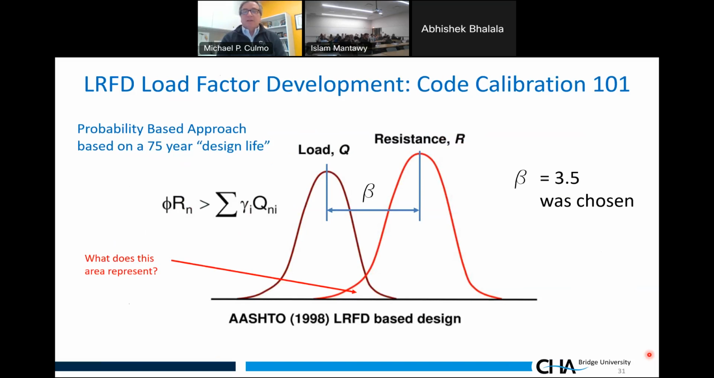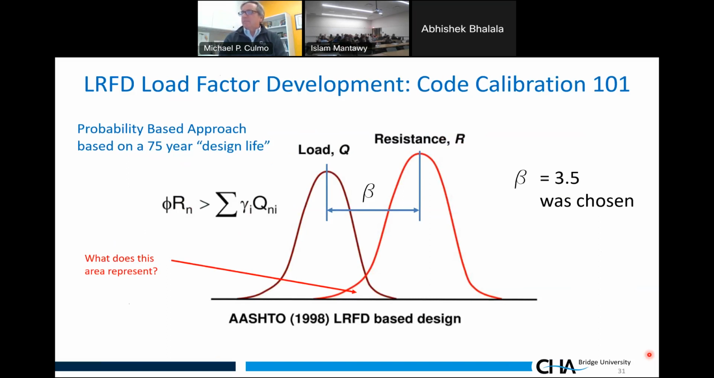The bell curve on the right is the resistance. If I built 1,000 reinforced concrete beams and tested them to failure, I would get a bell curve. Sometimes the concrete's stronger than we designed for. Sometimes the concrete is not as strong as we designed for. And the same thing with the reinforcing steel. So you have two bell curves. The question I have on the screen is, where the two bell curves intersect, there's an area under those two curves. So what does that area represent?